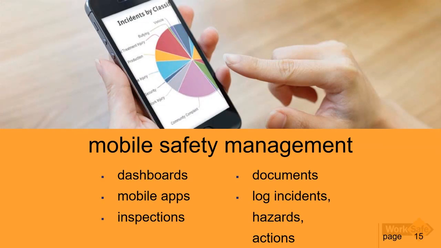So you're not double handling, and it's a lot simpler to do it, and you've also got photographic evidence as required. If I'm out in the field, I should also be able to look at information. So if there's a safe work procedure for something that I'm about to do, hopefully I should be able to see that information on the mobile device.